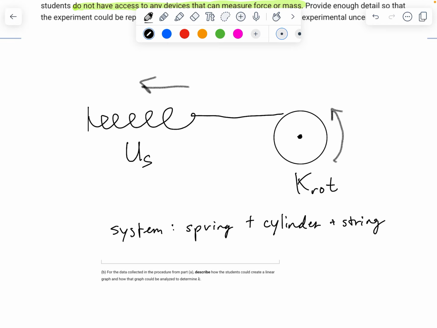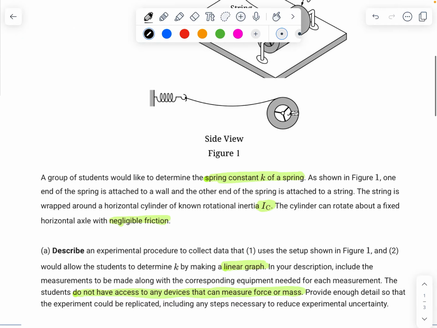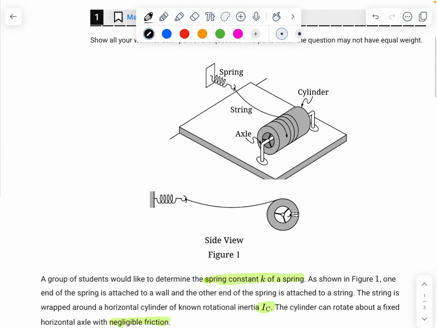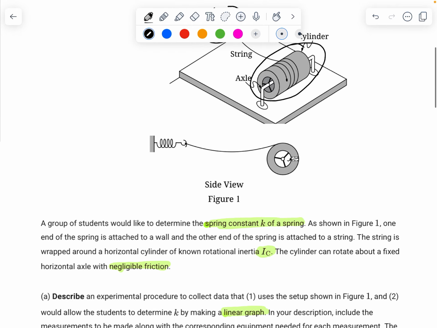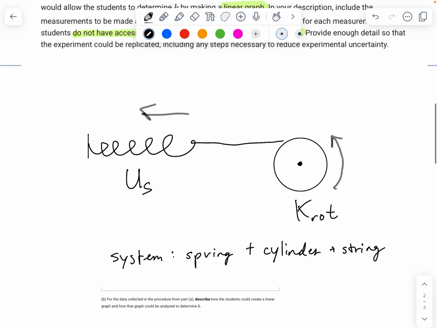All right. And even though the string is not declared as massless, if you look at it, it's very tiny in comparison to the cylinder. So, even though it doesn't say it's massless, I'm going to assume it's a quote unquote massless string. It wouldn't affect the experiment too much.